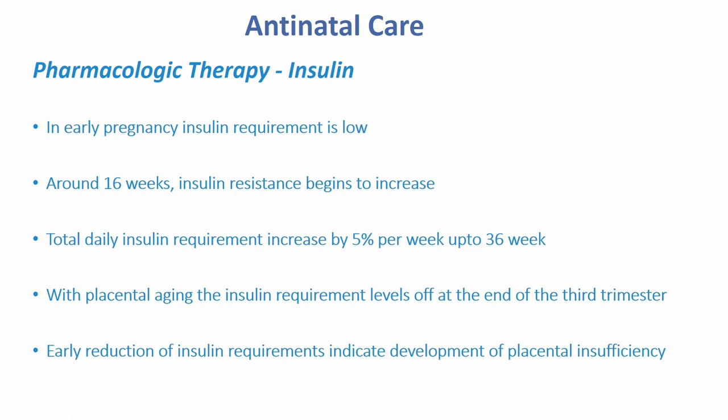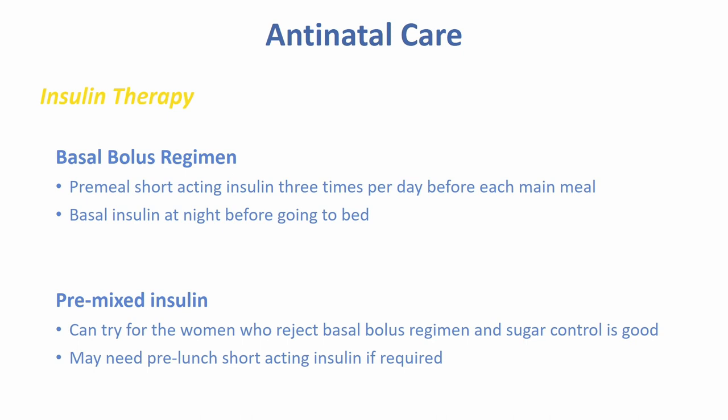growth retardation. So antenatally, starting insulin therapy has two regimes, that is the basal bolus regime and the premix insulin. Actually, the basal bolus regime is the recommended regime to be used in pregnancy, where you can use pre-meal short-acting insulin three times per day before each main meal. And then to cover the fasting hyperglycemia, we can use basal insulin at night before going to bed. In the government sector, we have human insulin, soluble insulin, and isophane insulin, which is intermediate insulin.